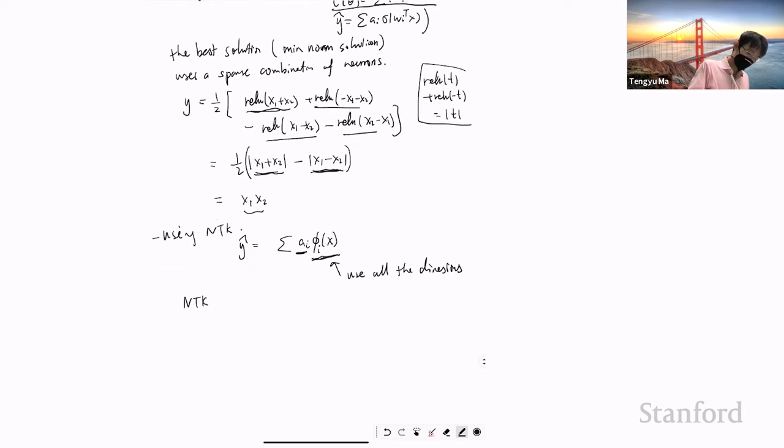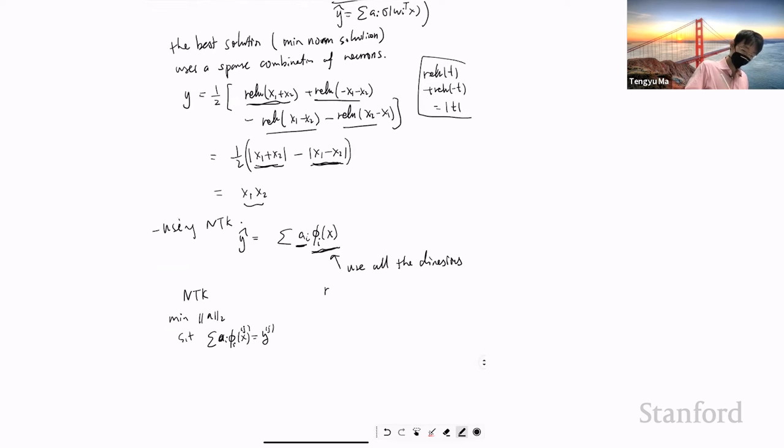So if you look at NTK, what you do is you try to minimize the L2 norm of this vector a such that the sum of a_i φ(x_j) equals y_j. And if you do the neural network, I think we have claimed that a neural network is the same as an L1 SVM in the kernel space. So the corresponding thing would be you minimize the L1 norm of a such that the sum of a_i φ(x_j) equals y_j.